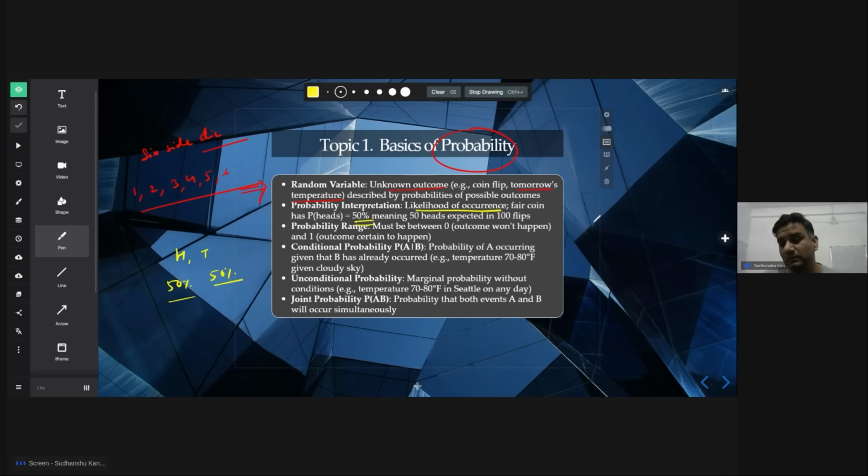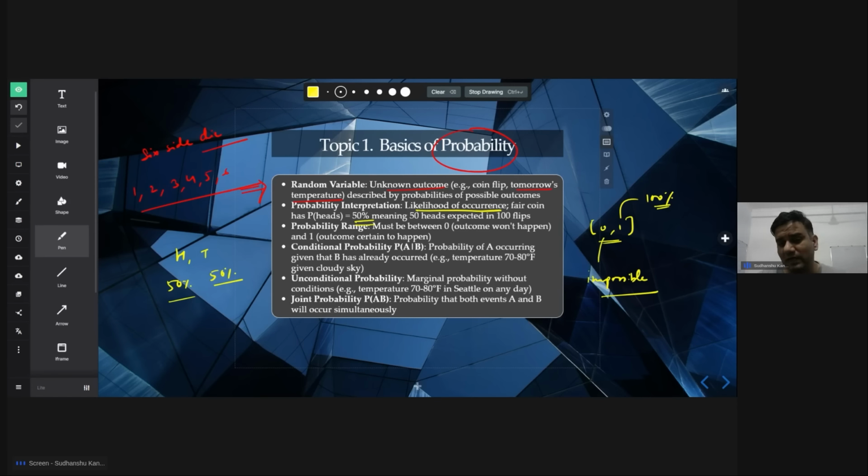Probability range: please keep in mind probability falls between 0 and 1. Probability can never be more than 1 because 1 means something which is certain, 1 means 100%. So probability can never be more than 100%. 0 means the event is impossible. So we cannot have probabilities more than 1 or less than 0; probability will always be between them. So when we say there's a 50% chance of something happening, it means the probability is 50% or 0.5.